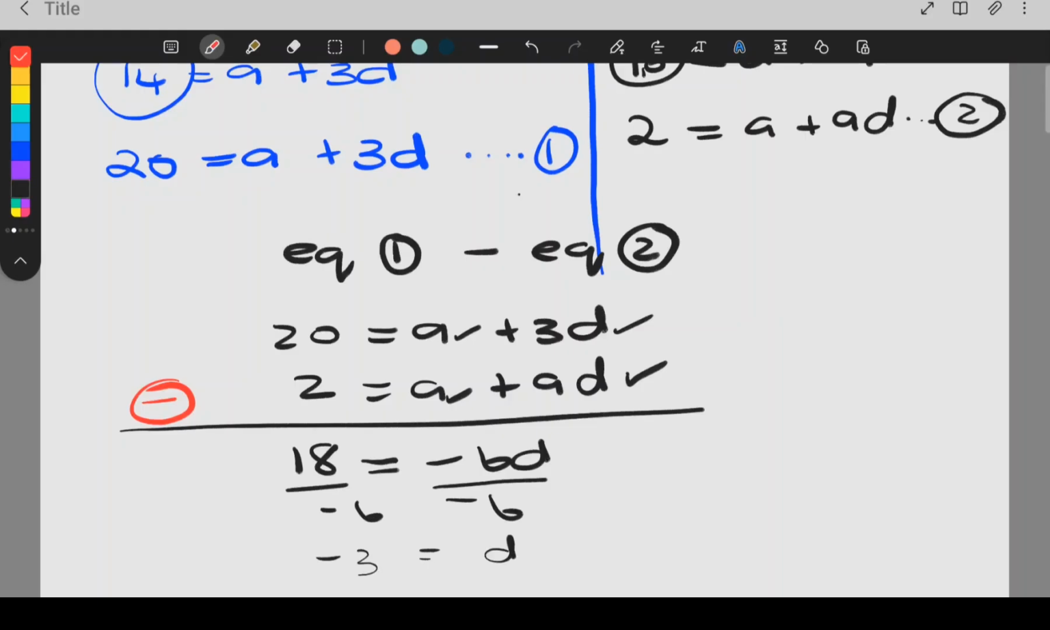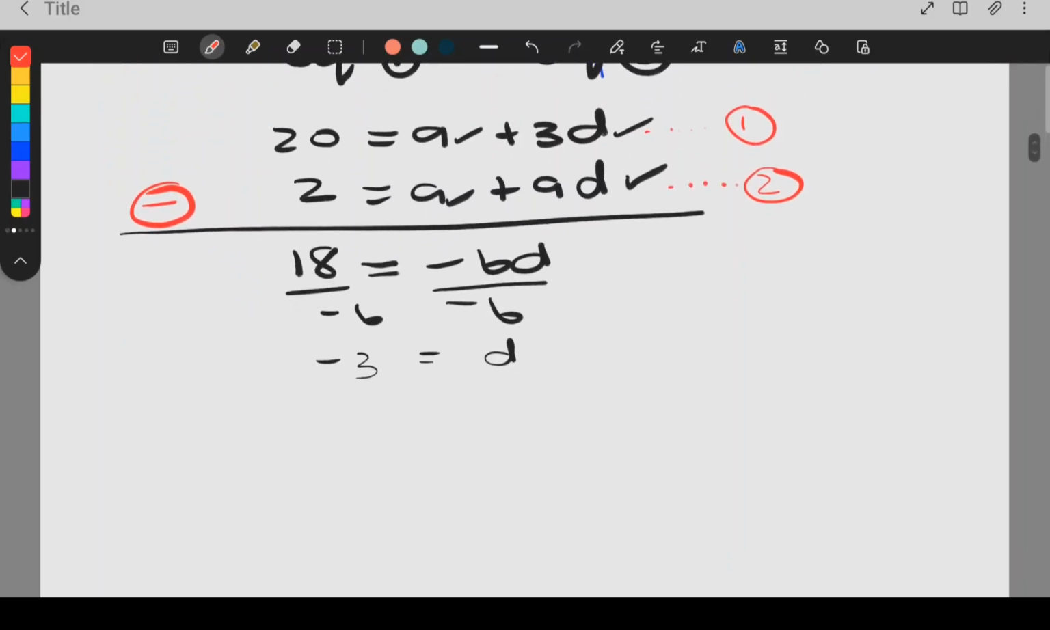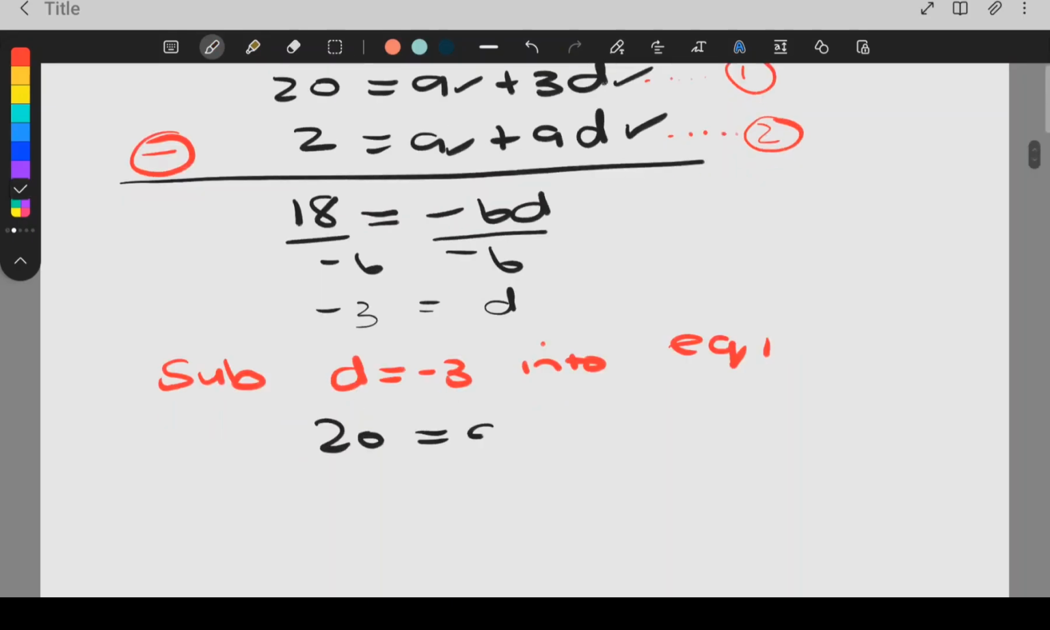So once you have d, you sub in this d into any one of these two equations. So either equation 1 or you sub it into equation 2. I'm going to sub it into equation 1, but I'm going to write that down. I'm going to sub d equals negative 3. I'm going to sub that into equation 1. And now I'm going to write down equation 1.